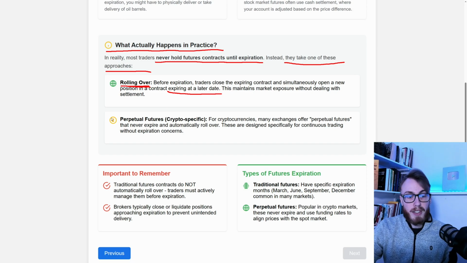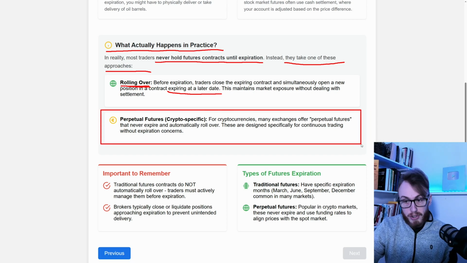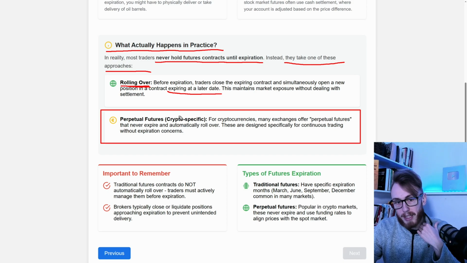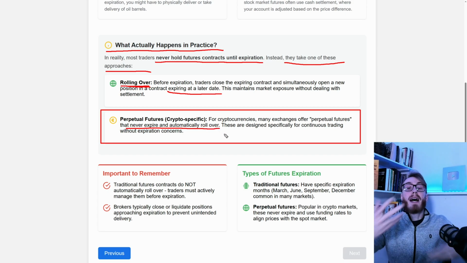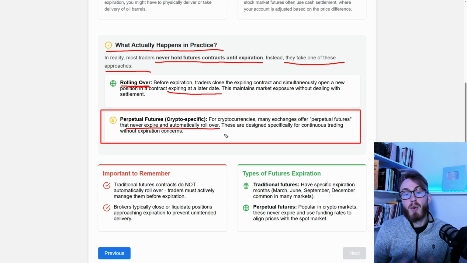We also have something called perpetual futures. This is normal in crypto. If you have been trading crypto, you might have heard of this. And this is basically a crypto contract that never expires and automatically rolls over. So these are designed for continuous trading.